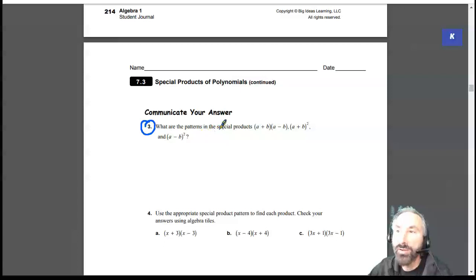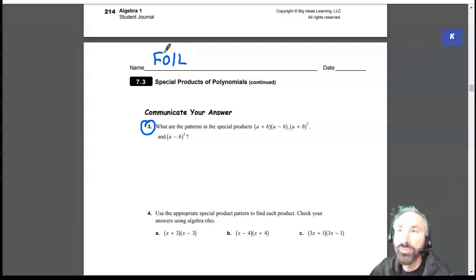They ask you what are the patterns in these special products, and all they're asking for is for you to multiply them out and then box your answer. So multiply a plus b times a minus b, get an answer. And by the way, for those, I did show you guys how to do this with algebra tiles, but let me remind you how to do it with something called FOIL.